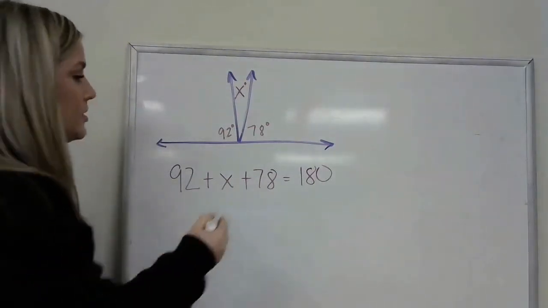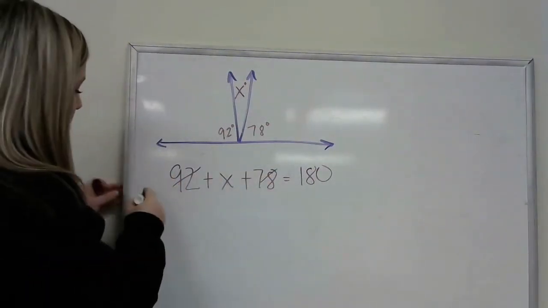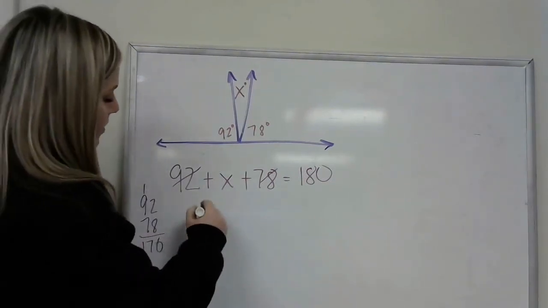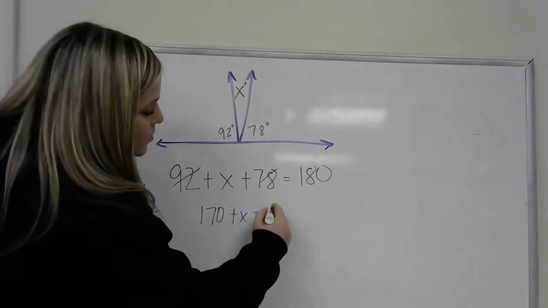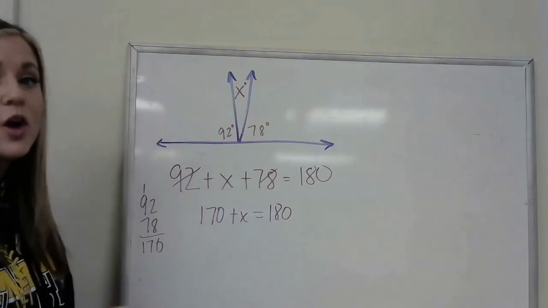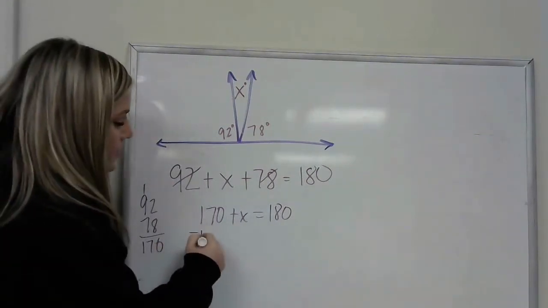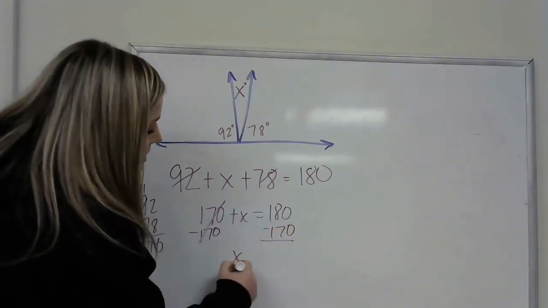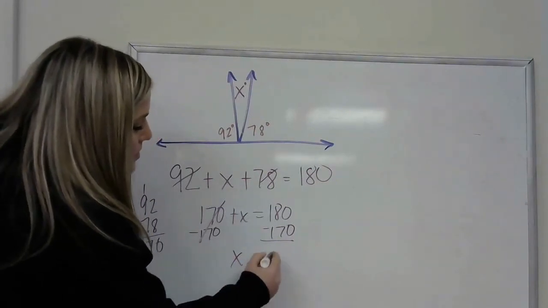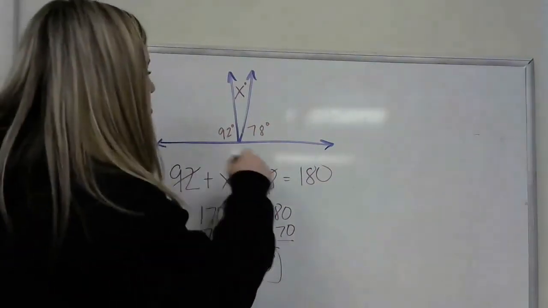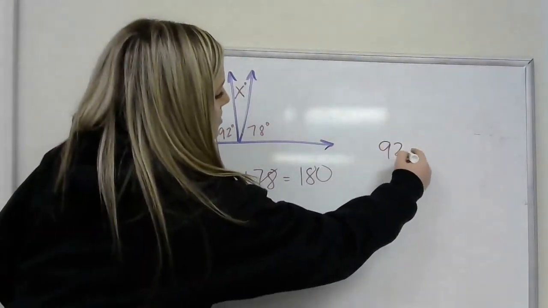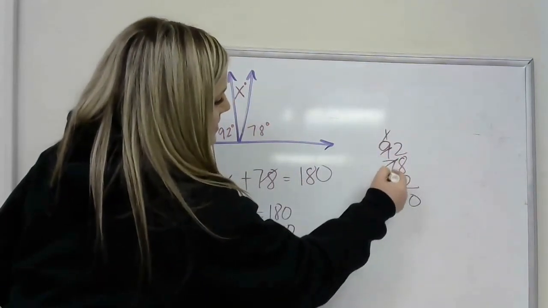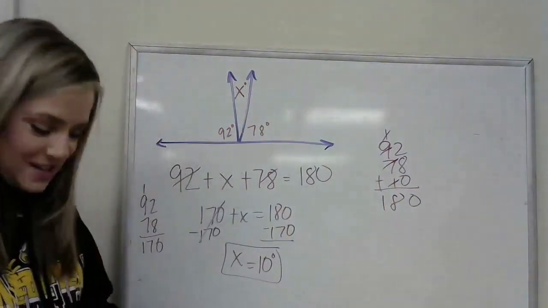Okay, so what I'm going to do is add these two together. I'm going to add 92 and 78 together, which makes 170. So we have 170 plus x equals 180. I was combining my like terms. We've done that too. All right, so now I'm going to subtract 170 from both sides because I've got to get rid of it. Subtract 170, and I'm left with just x over here and 10 degrees. All right, and we can plug that 10 in and make sure that it works. So we could do 92, 78, and 10. 2 and 8 is 10, that makes 170, and 10 more is 180. Okay? All right, guys.